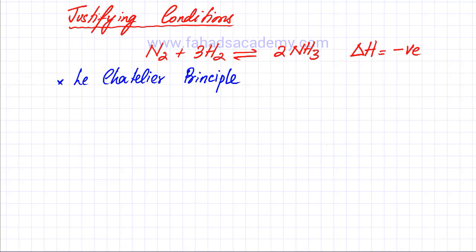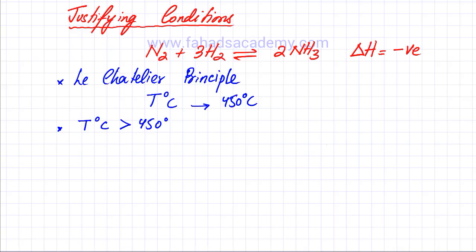Now, the temperature that was stated in the conditions that we discussed for the Haber process is 450 degrees centigrade. This is a very important topic, and the first question that is going to be asked is why isn't the temperature greater than 450 degrees centigrade? Why are we not using a higher temperature?